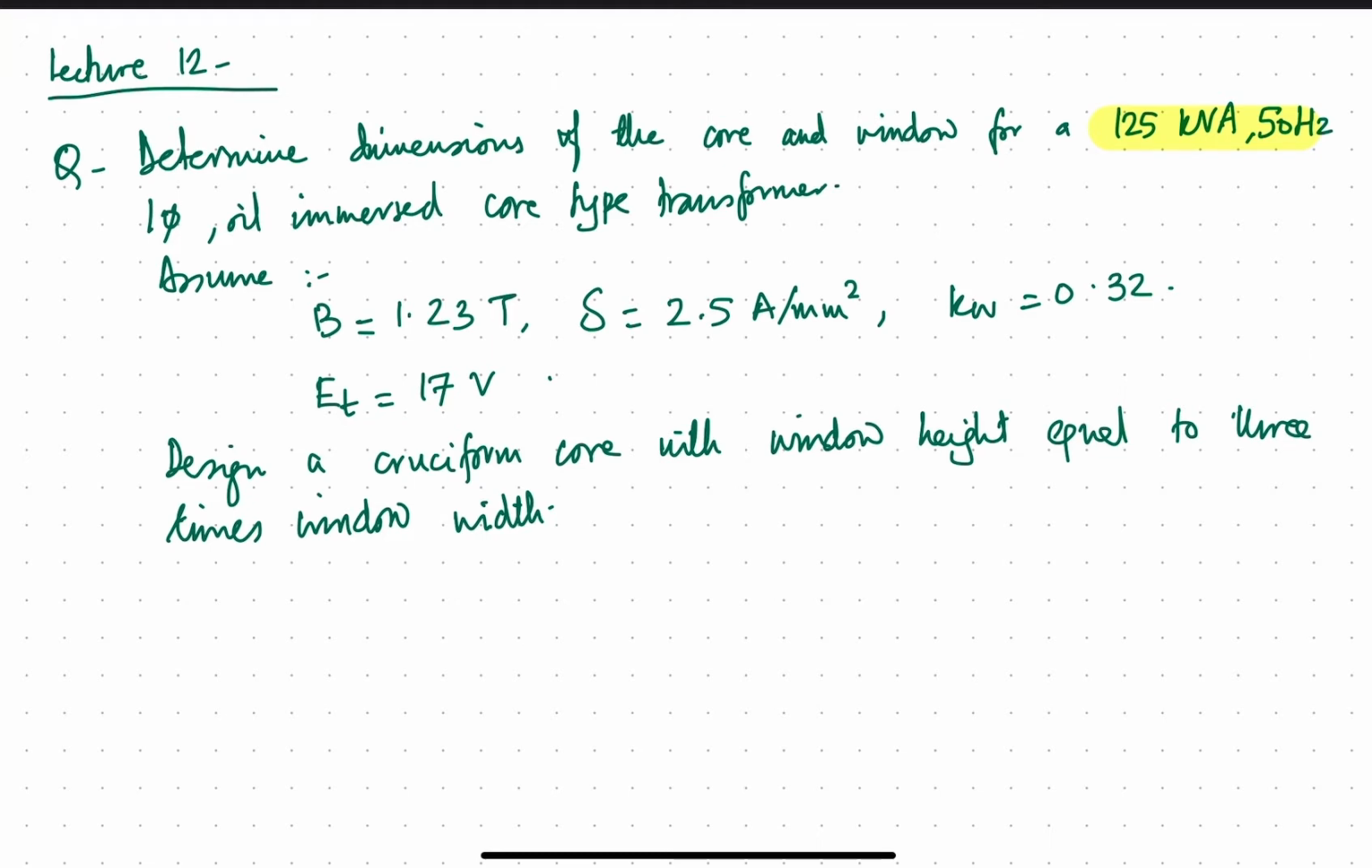We are given that the flux density B is 1.23 Tesla, the current density delta is 2.5 ampere per mm square, the window space factor kW is 0.32, and the volts per turn is 17 volts. We have to design a cruciform core where the window height is equal to 3 times the window width. So this is the question, and before you solve it, I want you to pause this video and try to solve it on your own, and if you're not able to solve it, you can see the remaining part of the video.